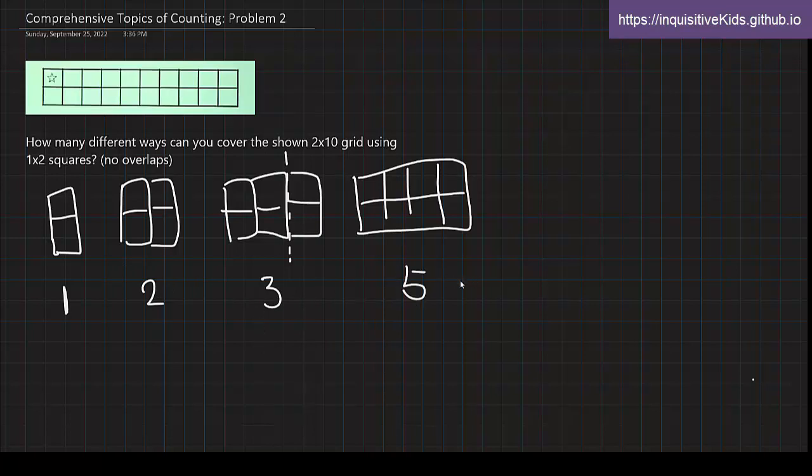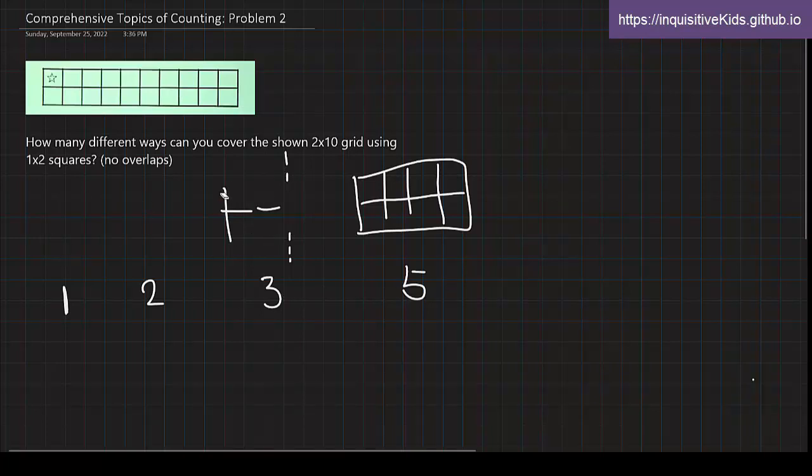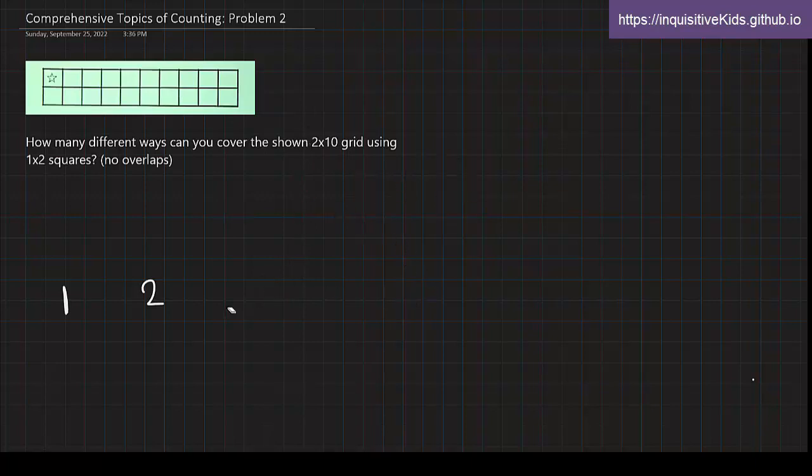So now this is a number sequence that we call the Fibonacci sequence, where starting from the third number, each number in the sequence is the sum of the previous two terms. So 3 is equal to 1 plus 2, 5 is equal to 2 plus 3. So we can continue the Fibonacci sequence down until we have the 10th one in order to find how many ways we need to cover 2 by 10.